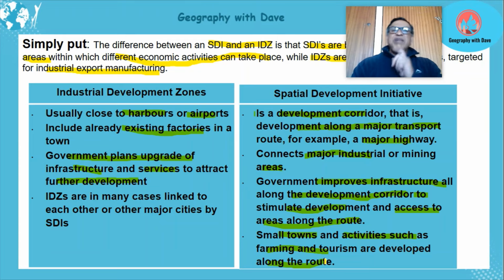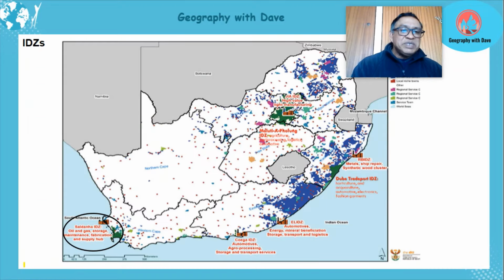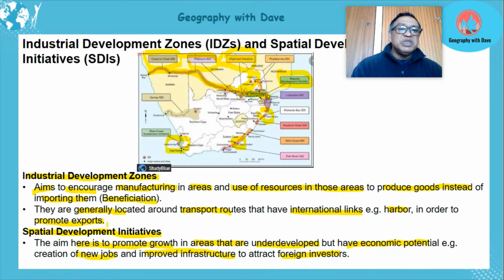Now, one fact that we can observe: IDZs, in many cases, are linked to each other or major cities by SDIs. They are linked. And I want to show you that a little more also. Now, let's just go back here, learners. I want to show you this one.